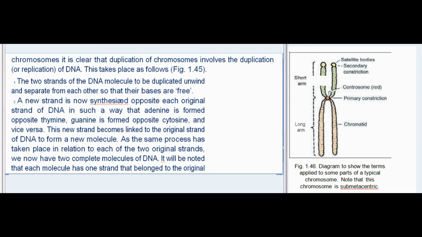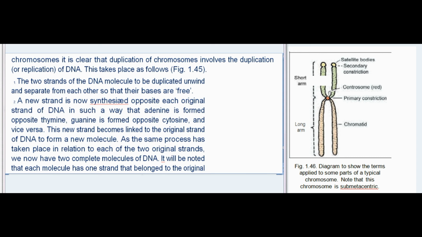The two strands of the DNA molecule to be duplicated unwind and separate from each other so that their bases are free. A new strand is now synthesized opposite each original strand of DNA in such a way that adenine is formed opposite thymine, guanine is formed opposite cytosine, and vice versa. This new strand becomes linked to the original strand of DNA to form a new molecule.